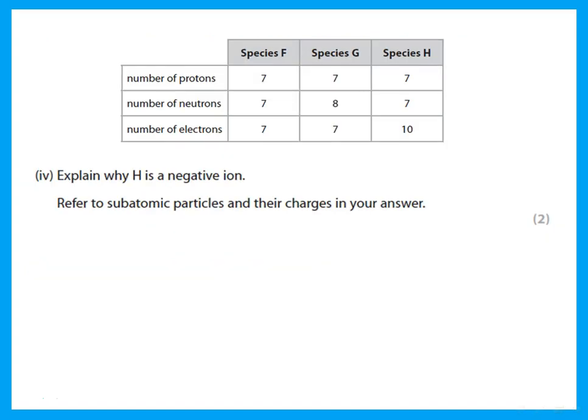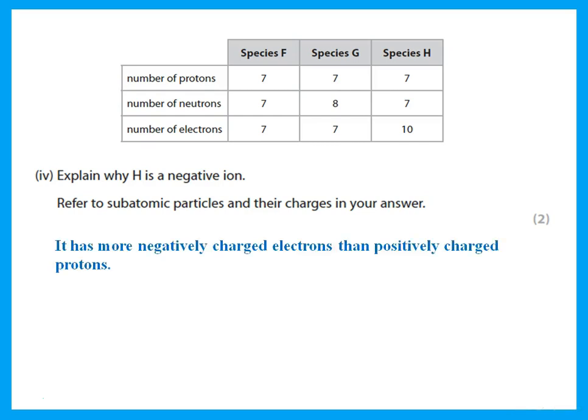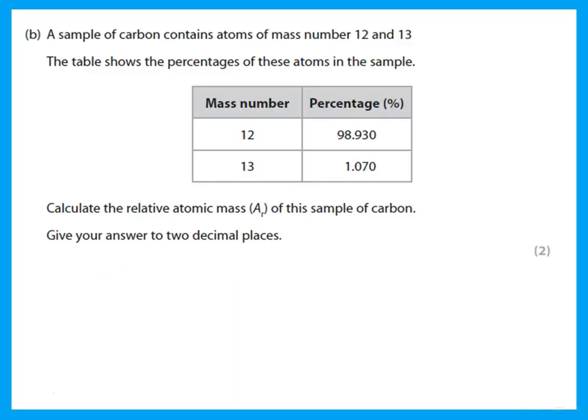Okay, and then he says, explain why H is a negative ion. Where is H? H has 7 protons and 10 electrons. And remember that protons are positive and electrons are negative. So it has more negatively charged electrons than positively charged protons. So if it has more electrons, then it will have a negative charge.